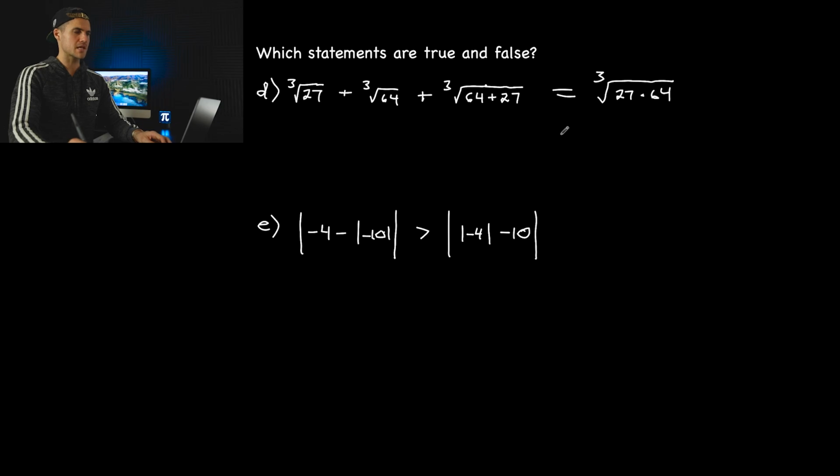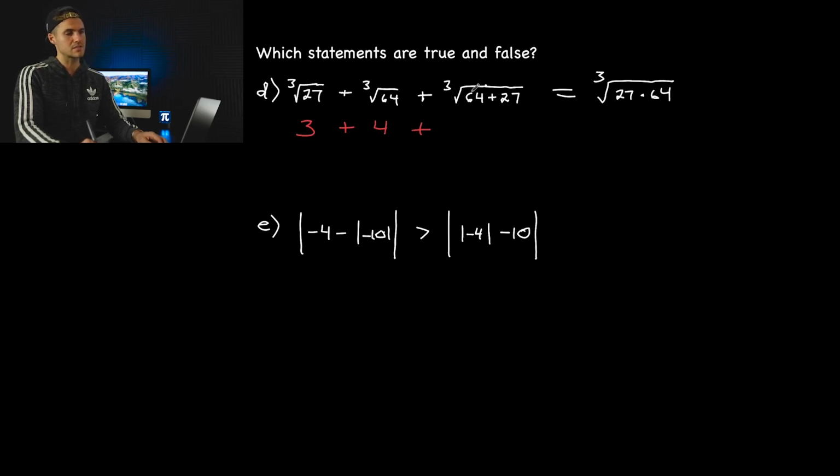Moving on to the next statement, so we got the third root of 27 plus the third root of 64 plus 27 is going to give us the third root of 27 times 64. So let's go through these individually and see what happens. So the third root of 27, that's just simply going to be 3. The third root of 64, that's going to be 4.